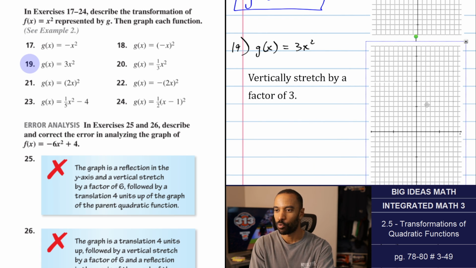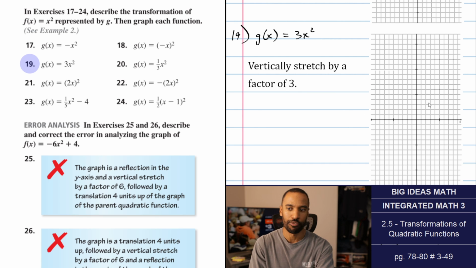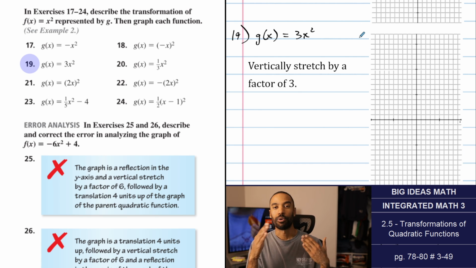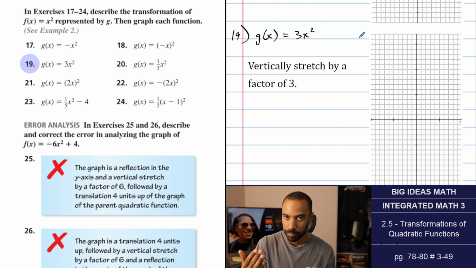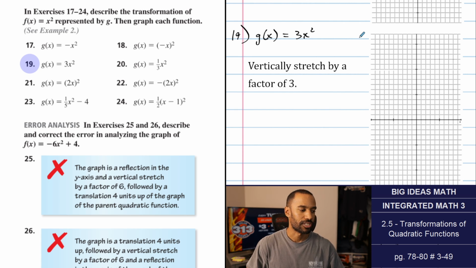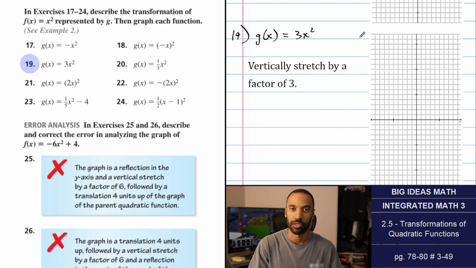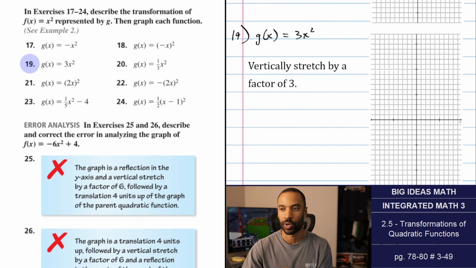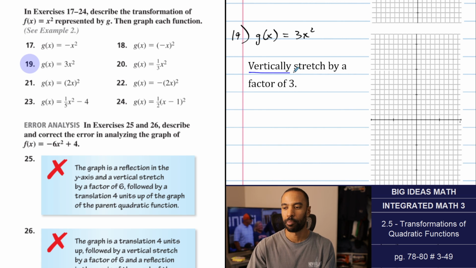You do have to keep in mind what we've been doing each time. (1, 1), (2, 4), (3, 9), right? Now we're vertically stretching everything 3 times bigger. Instead of (1, 1), (2, 4), (3, 9), etc., you've got to triple those y values, not the x's. It's a vertical stretch. Vertically stretch. We've got to triple the y's.